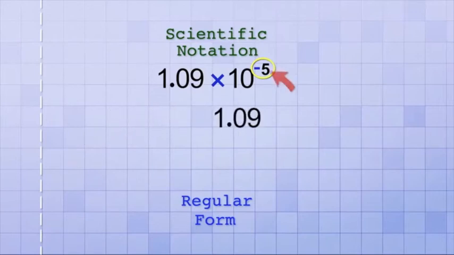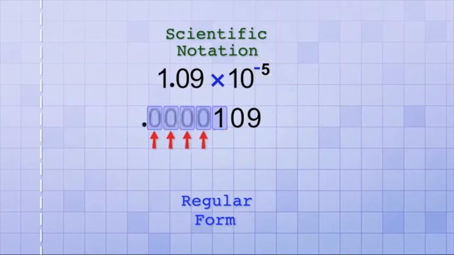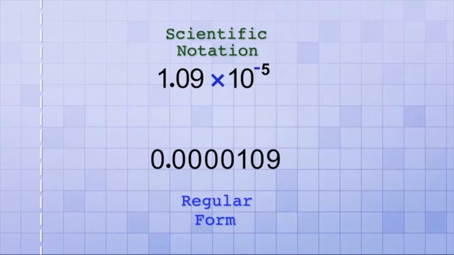Since our exponent is -5, we'll shift the decimal point 5 places to the left. And any places that we shift past that don't already have a digit in them will get filled with a 0. We'll also put a 0 in the ones place since that's always good form for decimal numbers. There, our number in regular form is 0.0000109.